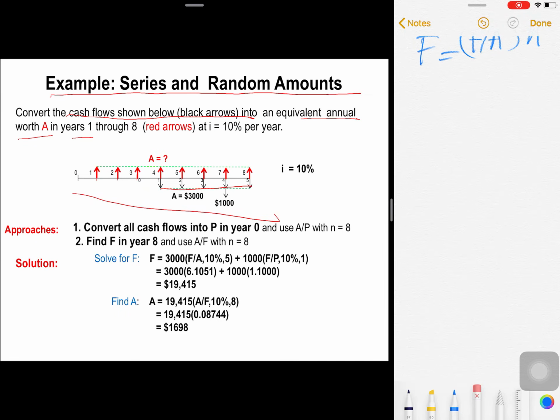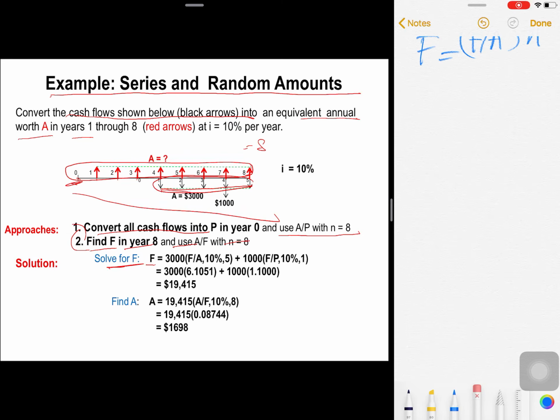Okay, we want to know how much the value of A of the first 5 years distributed to the next different cash flow of n equals to 8. How to get this? First approach is to convert all cash flow diagram into P in year 0, using A over P with n equals to 8. Secondly, find F in year 8 and use A over F with n equals to 8. Solving for F first, we have to find F first, then only you can convert to P.